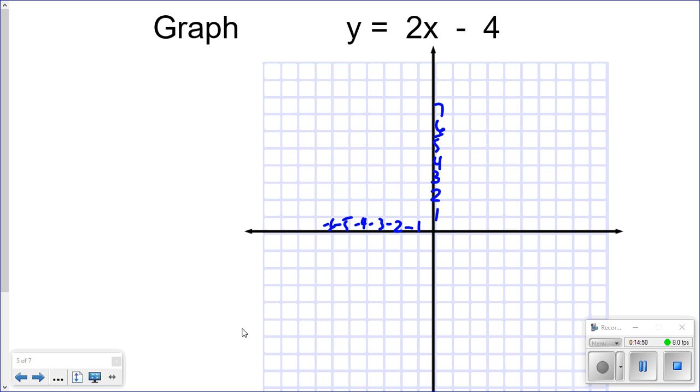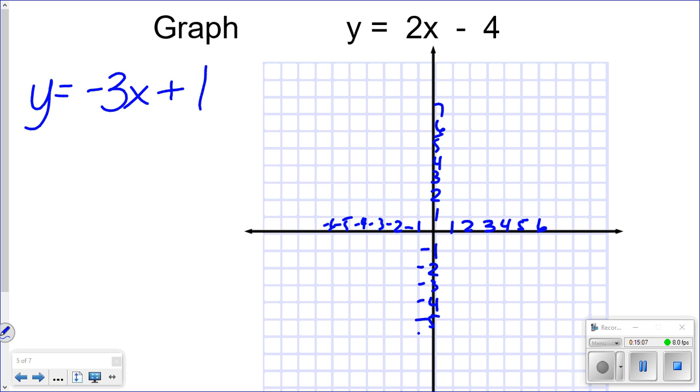Okay, so let's graph this one. y equals -3x plus 1. Let's graph negative 3x plus 1. All right, so what's the slope on this one? Hold on, let's just talk about this. What's the slope?